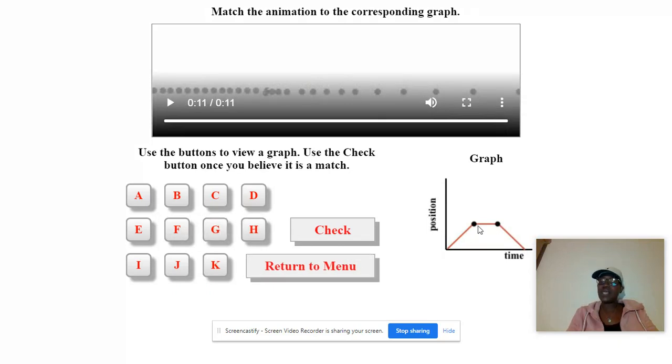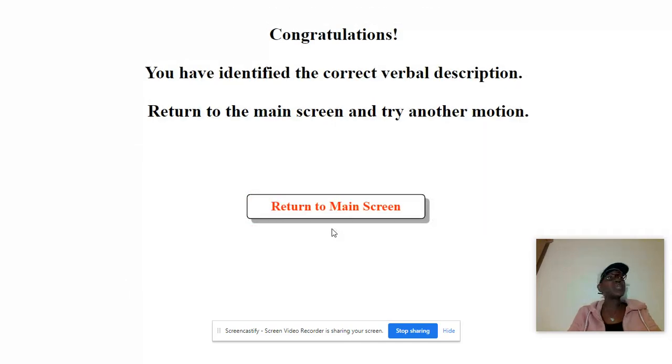Start position, taking off. Then there's a rest, then deceleration. Let's look at H. I. J. Then K. So Miss Manley wants to pick the right answer. But if she gets it incorrect, it's okay. Because if Miss Manley picks an answer that is not correct, it will tell me it's not correct and they want me to start over.